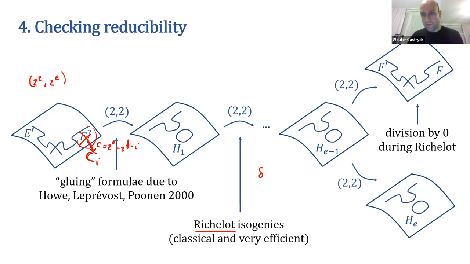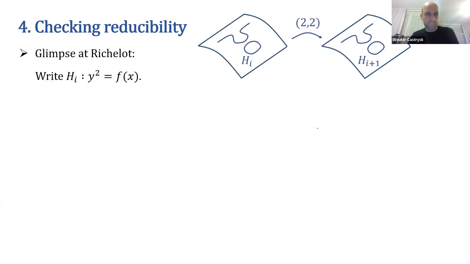So this product of elliptic curves thing will happen exactly if this discriminant vanishes. That will be a very easy check, and a check that you will do implicitly in all these steps anyway. So here's a glimpse at Richelieu if you've never seen this before.